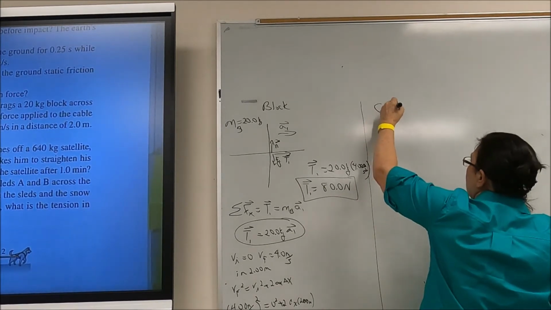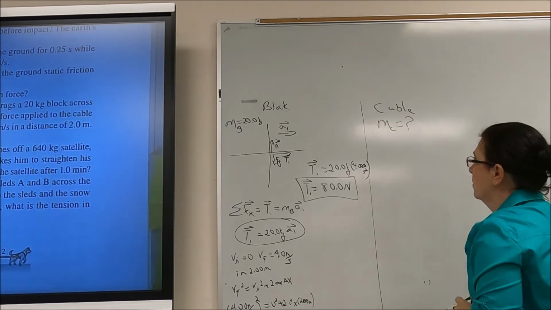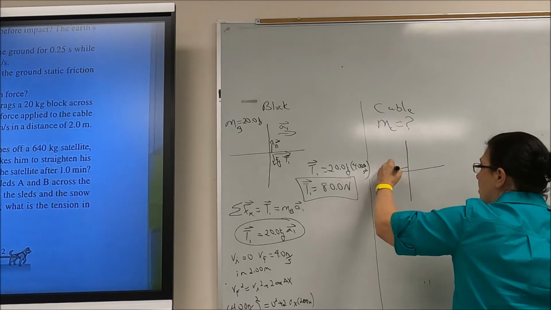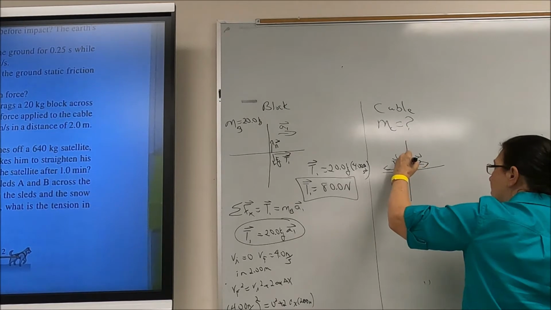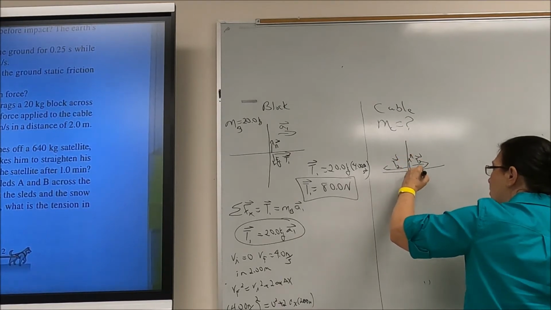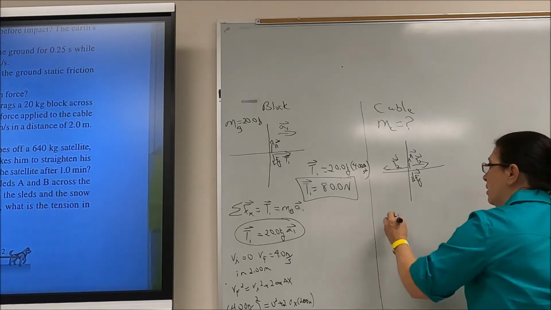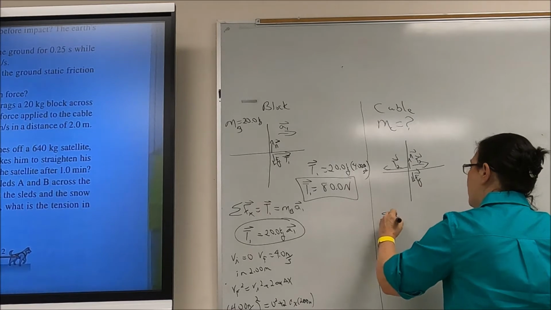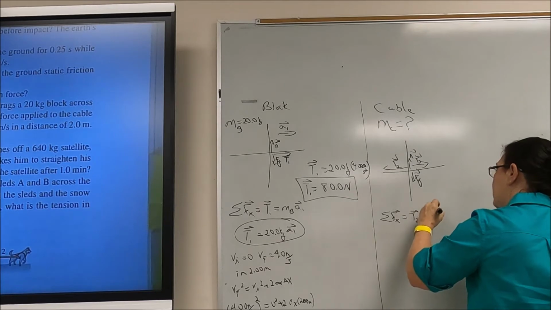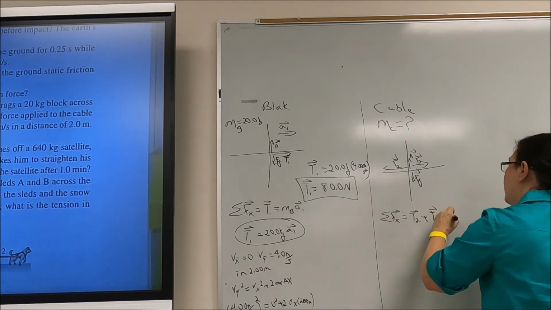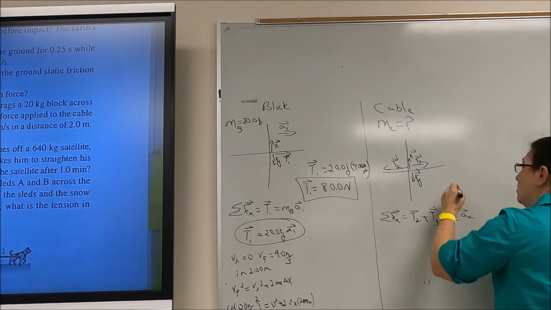Now let's look at our cable. M_C we don't know, but if I look at the cable, there's going to be a T2 and a T3. Of course, there's a normal force and a force due to gravity, but I'm not going to worry about those because it's a frictionless table. The sum of forces in the x direction is T2 plus T3, and that has to equal the mass of the cable times the acceleration of the cable.